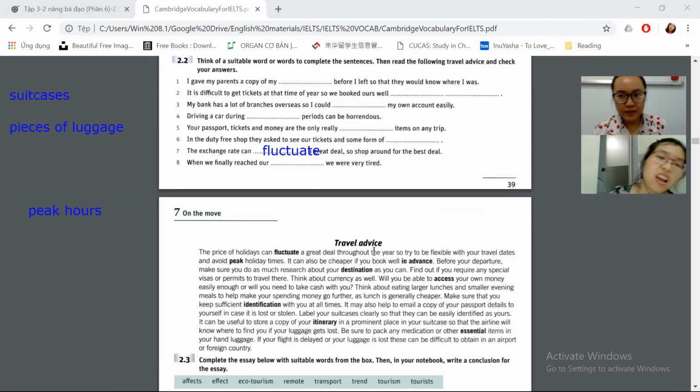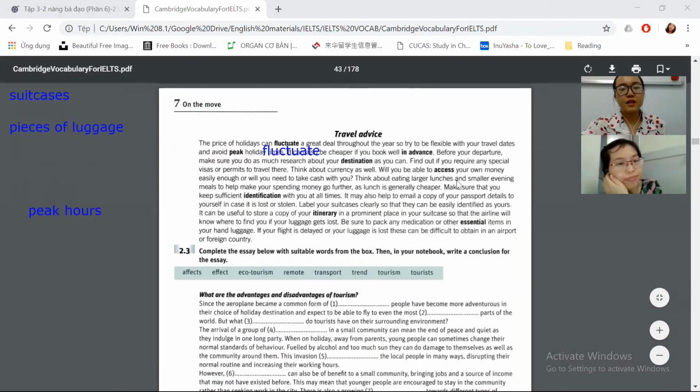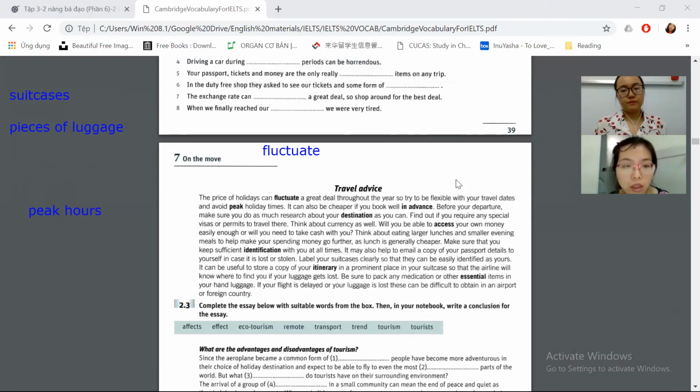Number 8. When we finally reach, we are very tired. We reach our goal. Reach our destination. Yes, destination. Very good. You got most of them correct. Now let's read this and then we can find the words. Travel price. So I got it right?